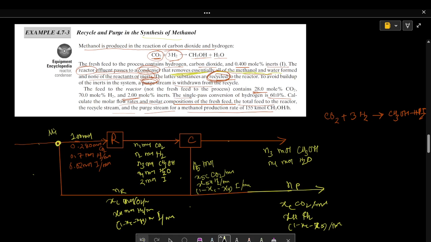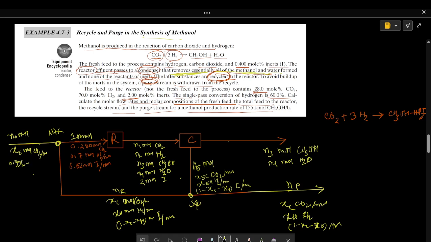This is the mixing point, and this is the separation point. In this mixing point there is also a feed to the process. So let's assume the feed to the process is n0 mole, and the composition of carbon dioxide will be x0 mole carbon dioxide per mole.